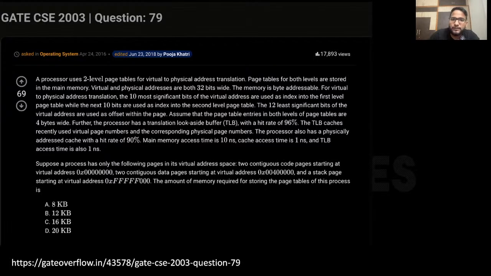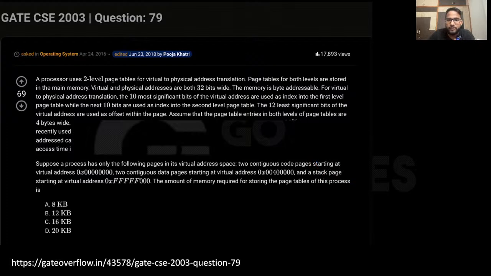Further, this particular TLB information is not required for what I want to solve, so I'm just removing this TLB information. Okay, now this information is given to us.